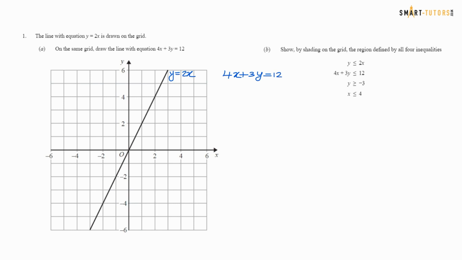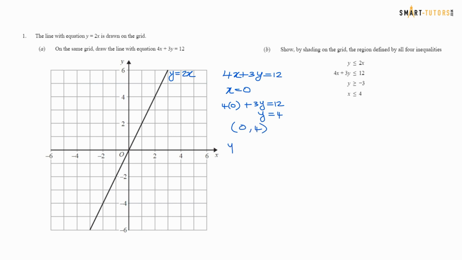So we need to draw this line on this grid. How can we draw this one? We need 2 points. The easiest way is to let x equal 0 and find y. So when x equals 0, 4 times 0 plus 3y equals 12. We all know 4 times 0 is 0, so 3y equals 12, so y equals 4. So the first coordinate is (0, 4).